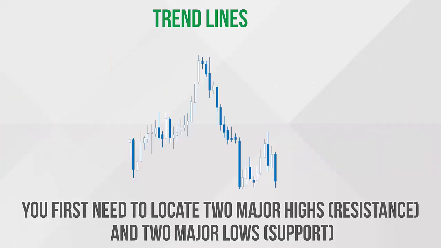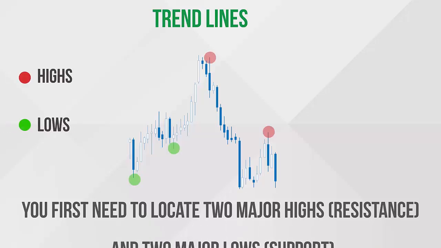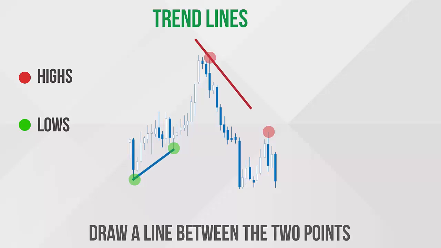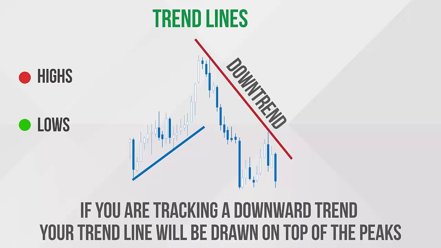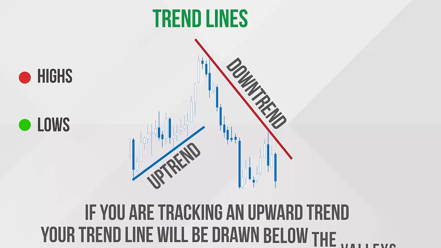Essentially, to draw a trend line accurately, you first need to locate two major highs, resistance, and two major lows, support. Then, draw a line between the 2 points. It really is that simple. If you are tracking a downward trend, your trend line will be drawn on top of the peaks, and if you are tracking an upward trend, your trend line will be drawn below the valleys.